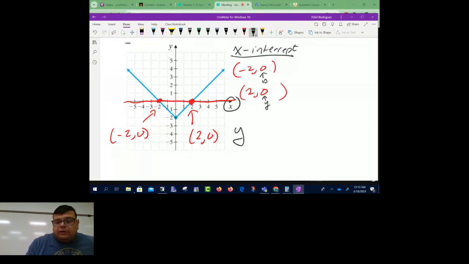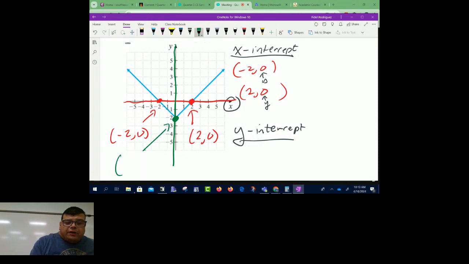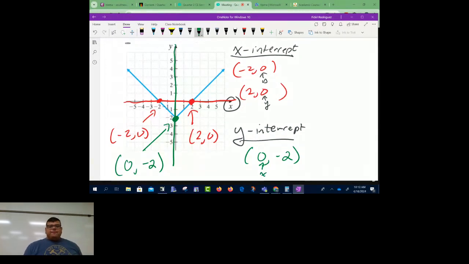Okay, now let's see if we can find the y-intercept. Y'all, the y-intercept is going to be that line, and here I'm looking for that point. The coordinates of that point are (0, -2), because we said in the y-intercept, the x number is always going to be 0, and we were going to try to find y.